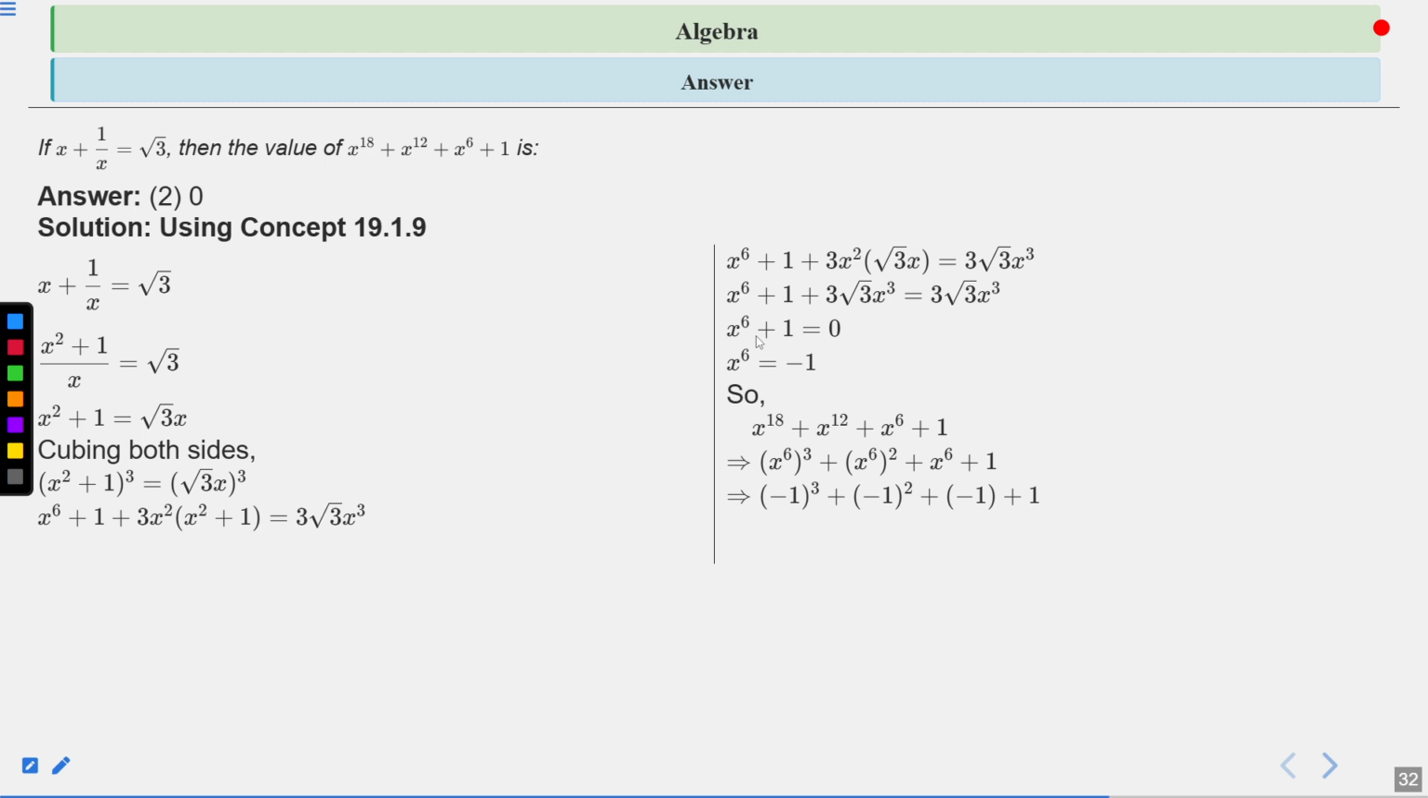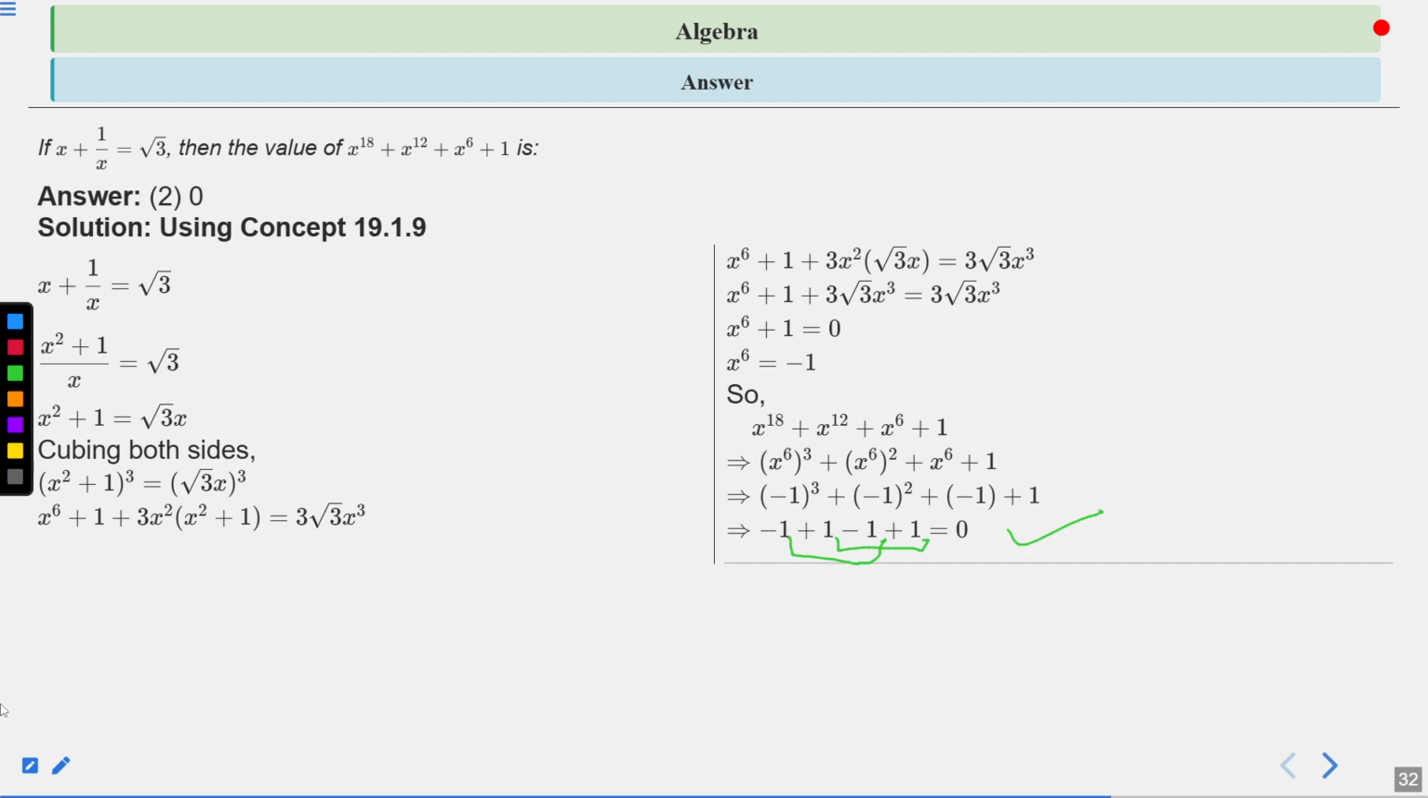So for x to the power 6 we put minus 1: minus 1 to the power 3 plus minus 1 to the power 2 plus minus 1 plus 1. So we get minus 1 plus 1 minus 1 plus 1. So what do we get? Two positive 1s and two negative 1s. When we simplify it, we get the value 0. So second is the correct answer of this question.